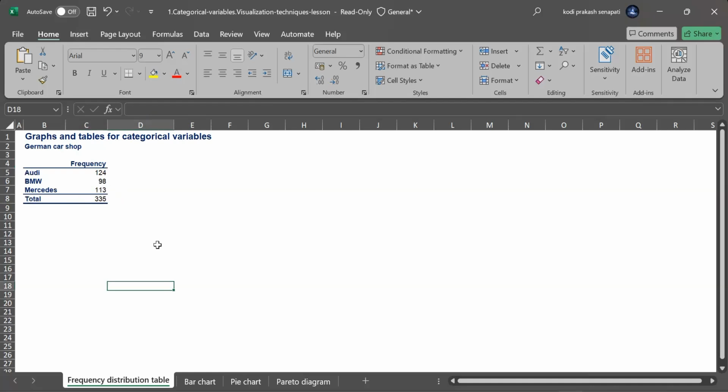Concept clear? Today I never said sold out, I said frequency. These are statistical terms. You need to use these terms to clear your interviews.